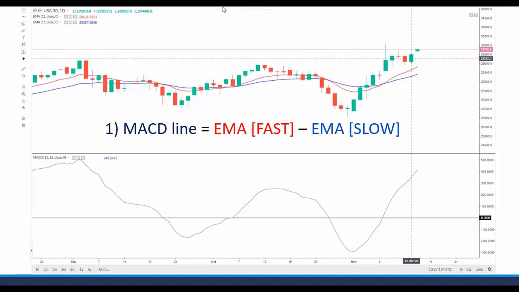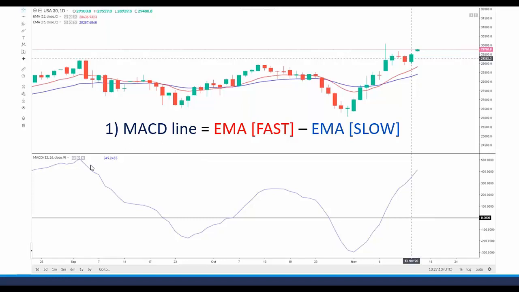I've just brought up a chart here. On the price chart, I have two moving averages: the fast moving average, which is the red, as well as the blue moving average, which is a slower moving average. Below the actual main chart area itself, we have the MACD. So it's below the chart area where you'll find this indicator.